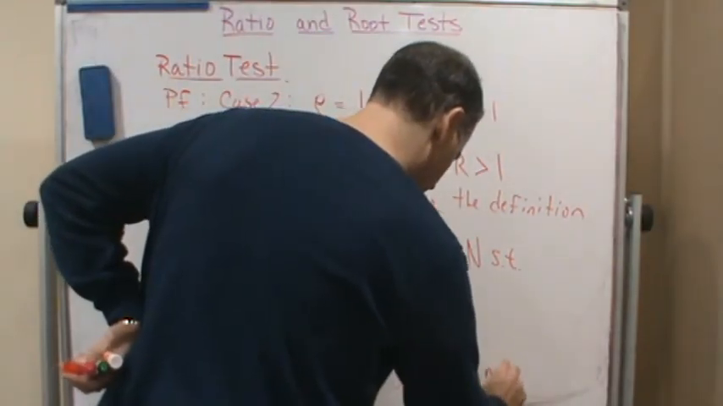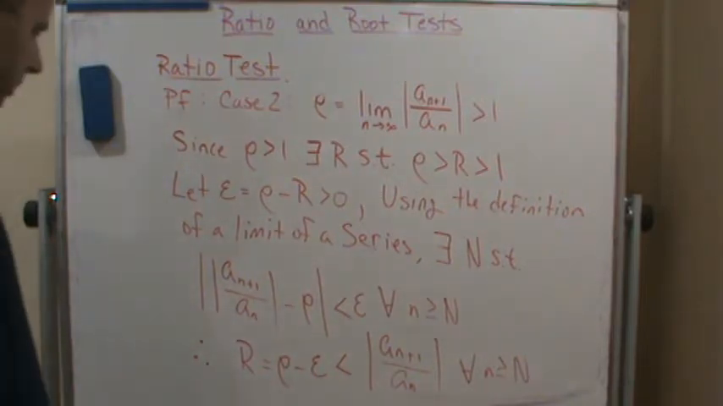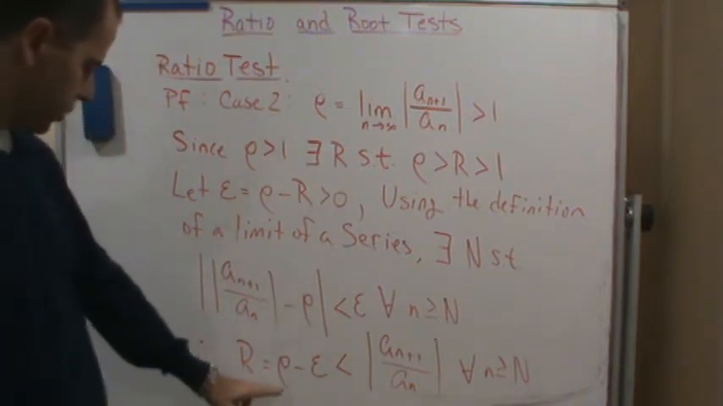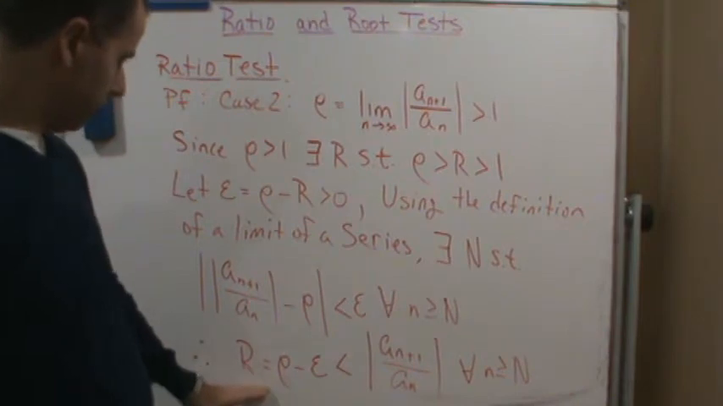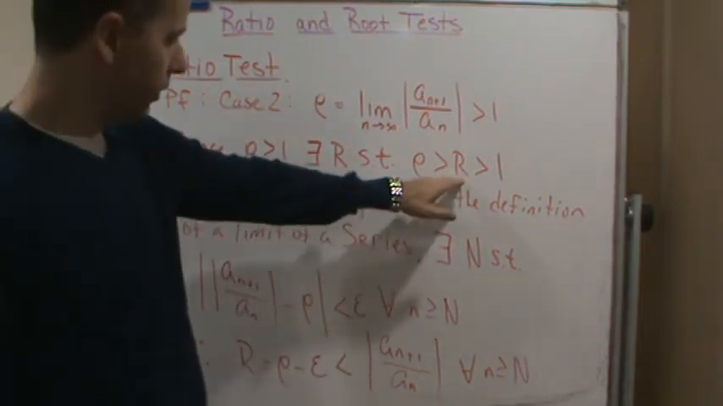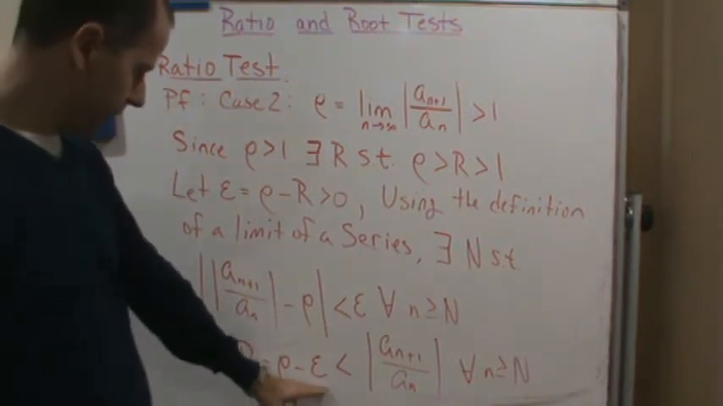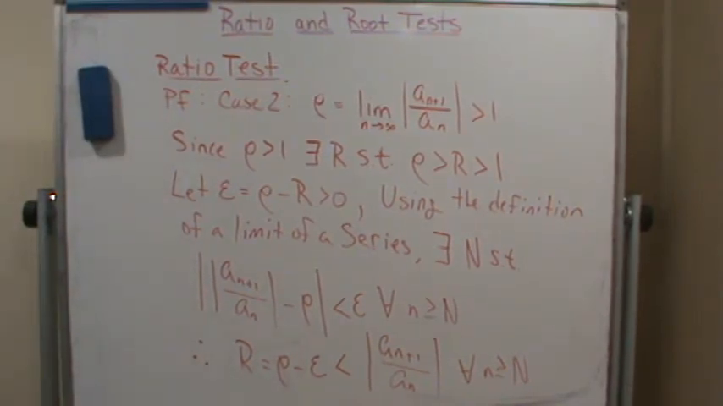For all n greater than capital N. Now, to see that, we're taking this, which is rho minus epsilon, okay? And so if r, which is here, is less than rho, then r, which is equal to this, is less than this, okay? For all n greater than or equal to some integer N.